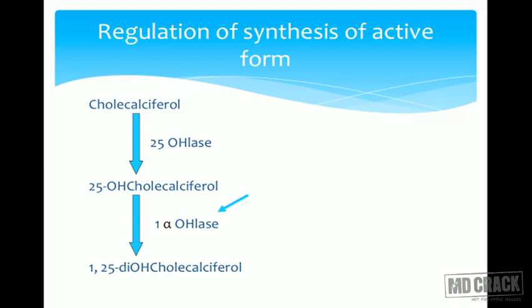How is it regulated? Whenever phosphate levels decrease, it gets stimulated. If calcium levels decrease, it is an indirect stimulation, because whenever calcium is low, PTH is released and PTH stimulates 1 alpha hydroxylase. So whenever calcium levels go down or phosphate levels go down, 1 alpha hydroxylase is stimulated and synthesis of the active form takes place. For calcium, it is indirect via the formation of PTH.